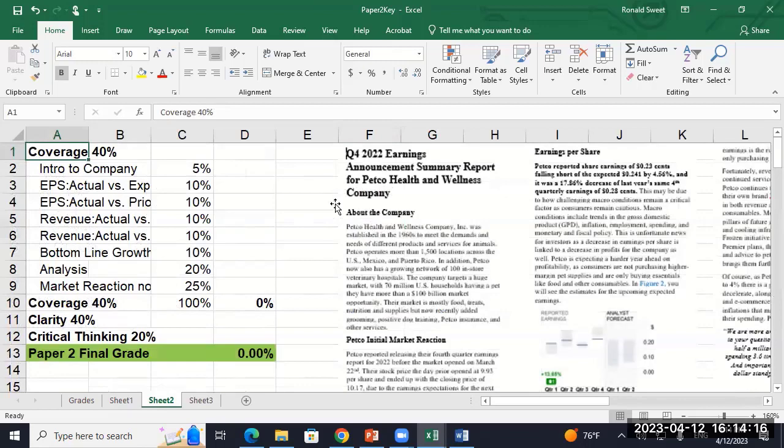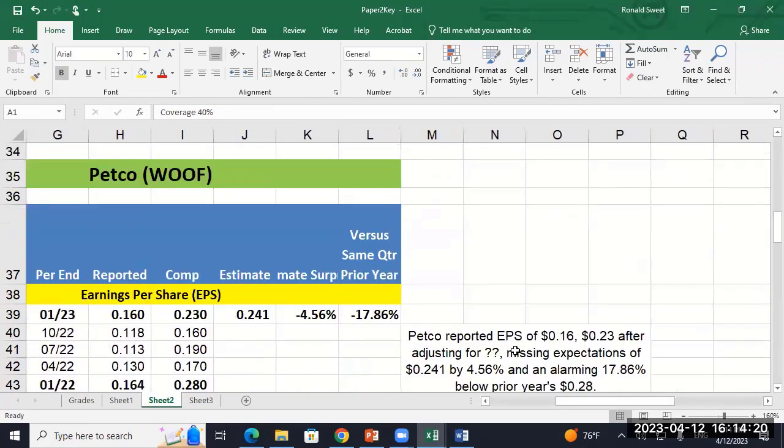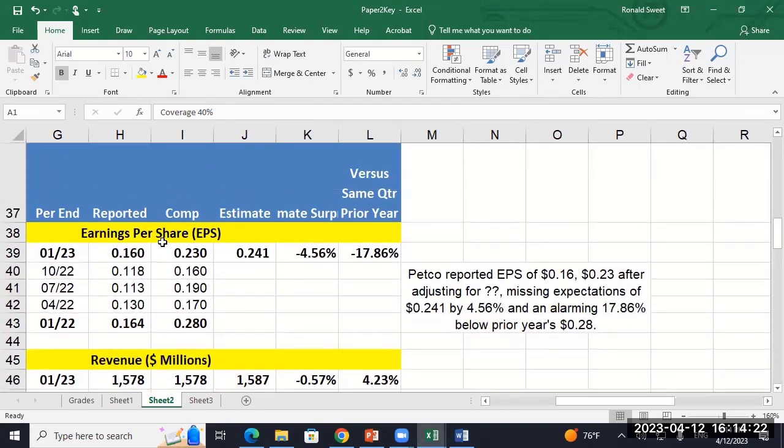They're going to do Petco. So if you look down at Petco's data, this is one where you have a big difference between reported and adjusted. Oh wow, 7 cents. So almost 50% added on.